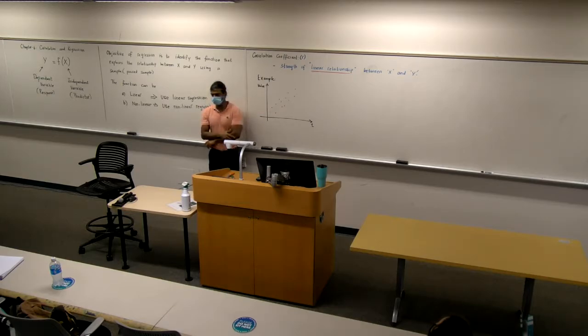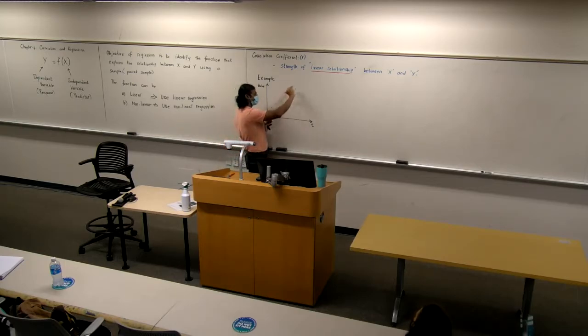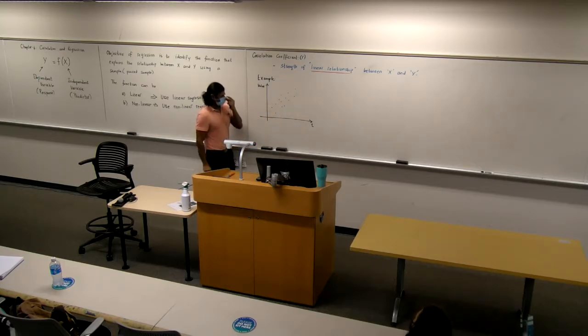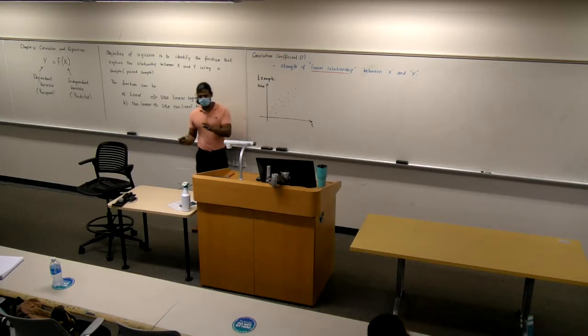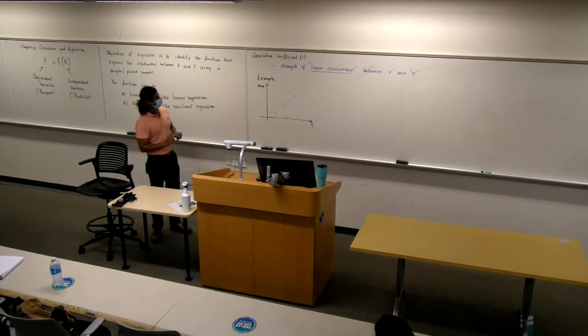Is that a function? Could you explain it using a function? A function is a formula, right? Is there a formula that would work? No. So the objective of regression is to find something that would fit this data. You look at that, what type of a shape do you see? What kind of a pattern do you see between X and Y?